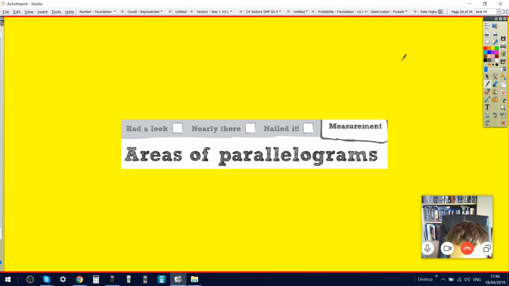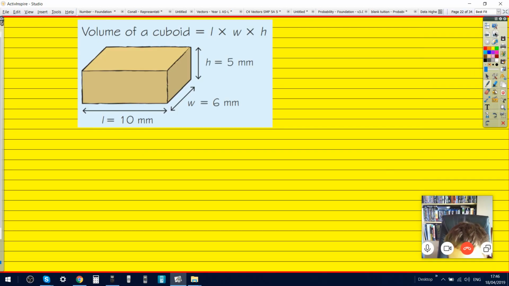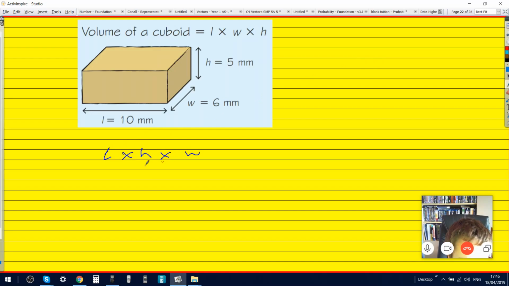So areas of parallelograms. I think we're nearly there. Nailed it, perhaps. Okay. Do you know how to find the volume of this cuboid? So do you do length times height times width? Well done. And so this would be 10 times 6 times 5. Now, 10 times 6 is 60, and 60 times 5 is 300. Well done.